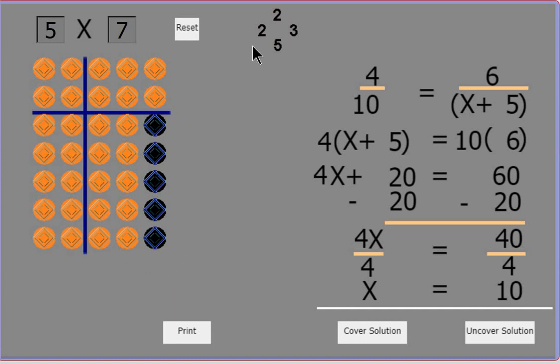So in that way, this diamond of numbers gives you factors for the products that are in each of the partitioned areas of the array. And there is a reset button when you want to begin again. You click reset.